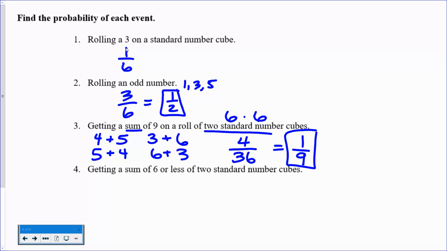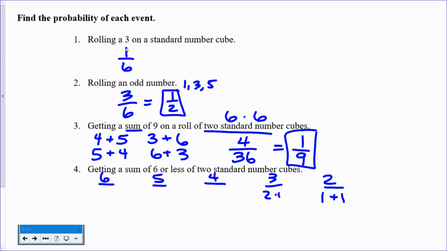Okay, number 4 gets a little bit more complicated because now we're asking for a sum of 6 or less. So there'll be more possibilities, because before we just had 9, but now it could be a 6, 5, 4, 3, or 2. We'll never get a 1 because the smallest option we have is 1 plus 1. I don't write 1 plus 1 twice. If I have the same number on both, that is the only result. It's not distinct. It's not a different option.